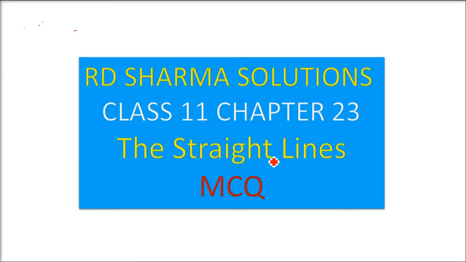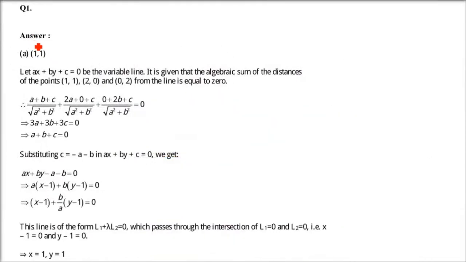This is R.D. Sharma solution, class 11, chapter 23, the straight lines. MCQ, multiple choice questions. So we have to mark the correct alternative in each of the following. In each question we have 4 options, so you have to choose one of them. You have to solve these questions either way.